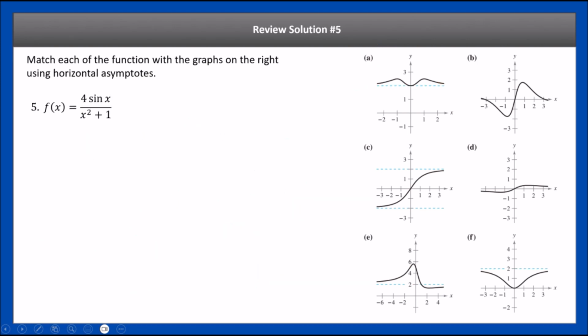Okay, so for number 5, we have a couple more graphs to match this up to. If we do the limit as x approaches infinity, there's no square root of x squareds or anything like that, so we're okay when it comes to that. We're going to divide top and bottom by x squared. So we got 4 sine x over x squared, and if I divide the denominator by x squared, this is going to be 1 plus 1 over x squared. I skipped the step there, but that's just dividing the denominator by x squared.